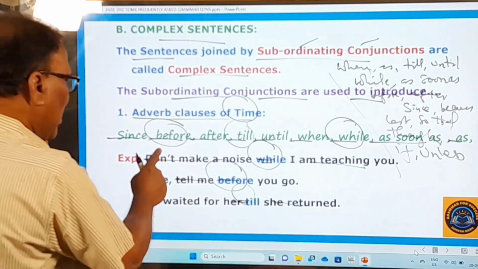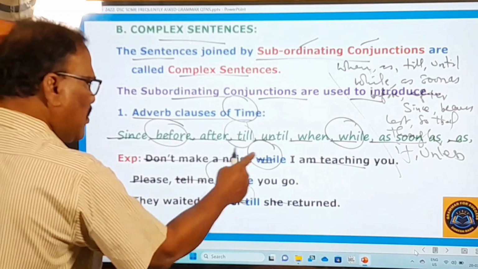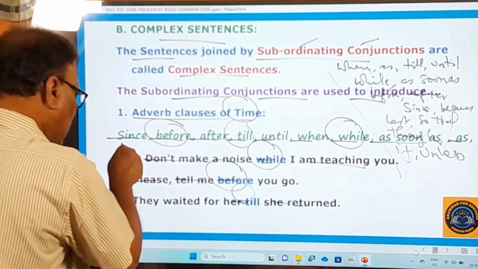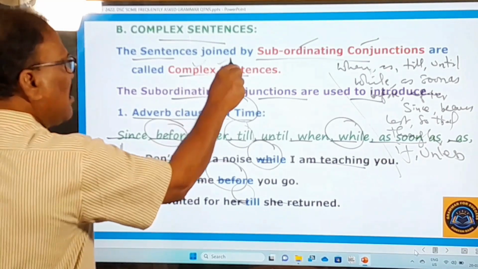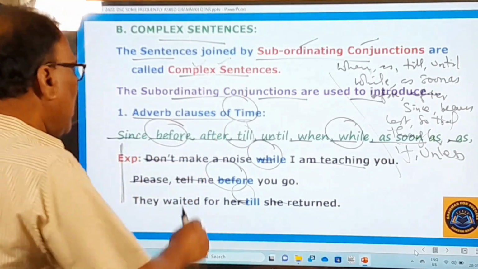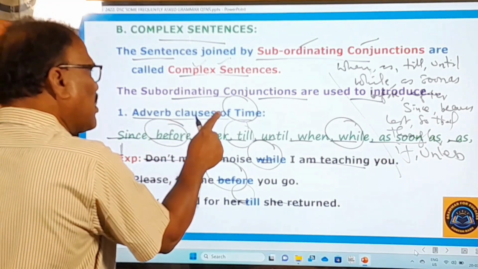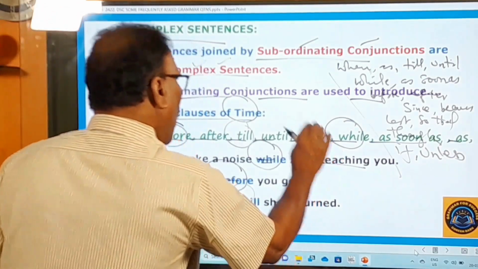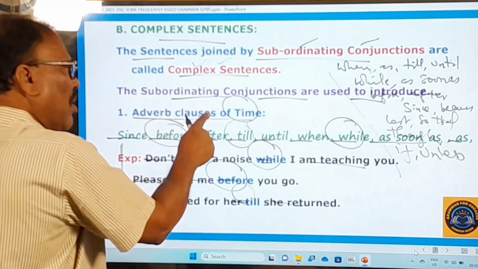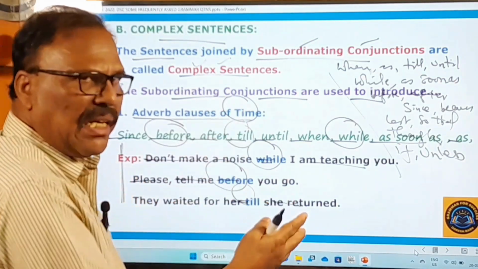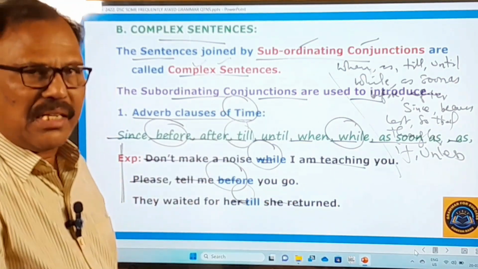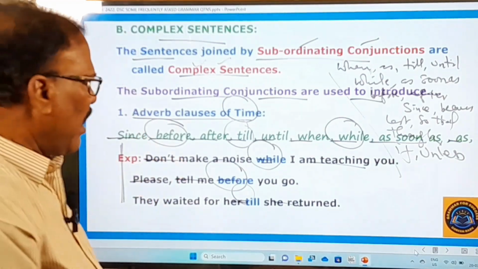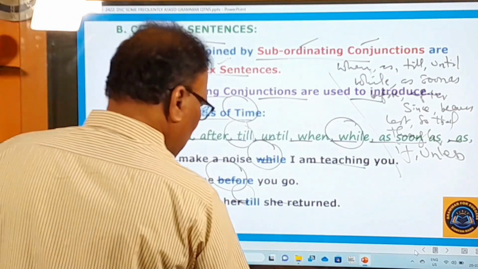So in this way, in these three examples, these three subordinating conjunctions are used, and therefore these three sentences are called complex sentences. Okay, but these are called adverb clauses of time, because these subordinating conjunctions are introducing the adverb clauses of time. And let us see about other subordinating conjunctions that introduce other adverb clauses. Okay, now let's move on to other things.